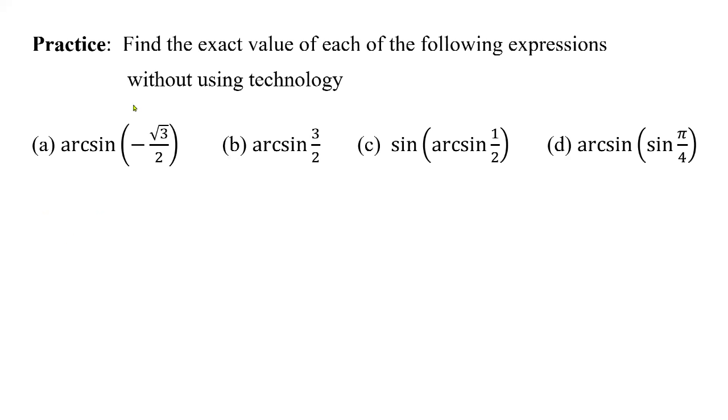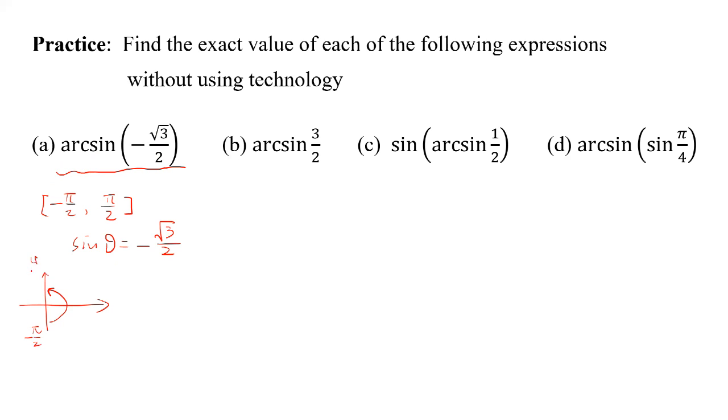Okay, have you finished? All right, first of all, what is arcsine of minus square root of 3 over 2? So arcsine is an angle, right? And this angle must lie within this interval, right? So in this interval, we'll find an angle whose sine value is minus square root of 3 over 2, right? So that means, for example, this is minus half pi, and this is half pi, right?